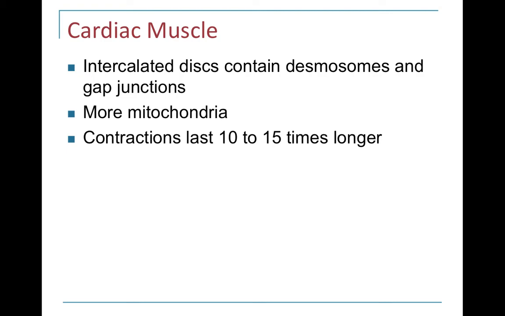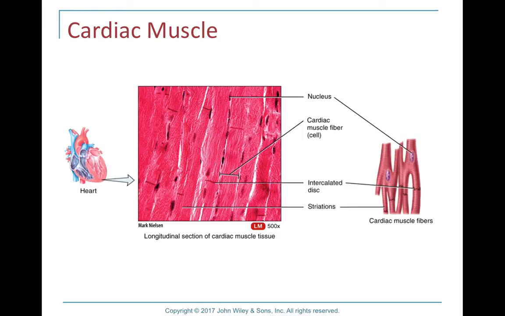But other than that, cardiac muscle has the same arrangement as skeletal muscles. And the intercalated disc will have desmosomes and gap junctions. And these will allow the muscle action potential to spread from one muscle fiber to another. Cardiac muscle has more mitochondria than skeletal muscle, and the contractions in cardiac muscle will last 10 to 15 times longer than skeletal muscle. So here we see the intercalated disc. We still see the striations.